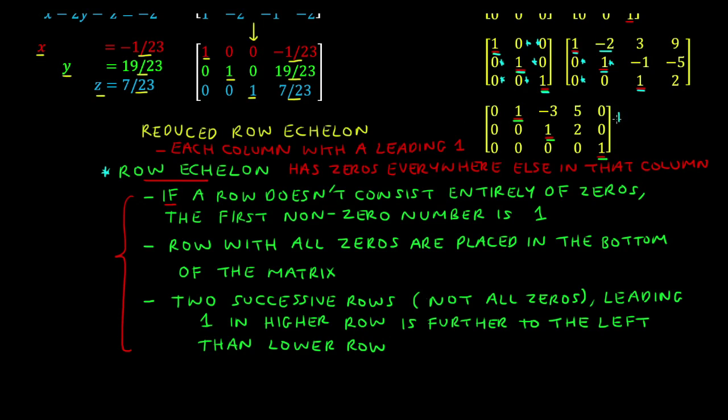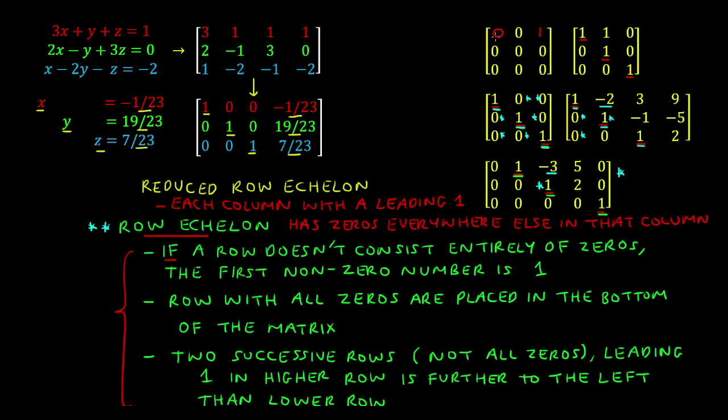And similarly for this matrix, we can see that every row has a leading 1, but for the column corresponding to this one, we have -3. So there's not all zeros in that column, and therefore this matrix is also in row echelon form, but not a reduced row echelon form.